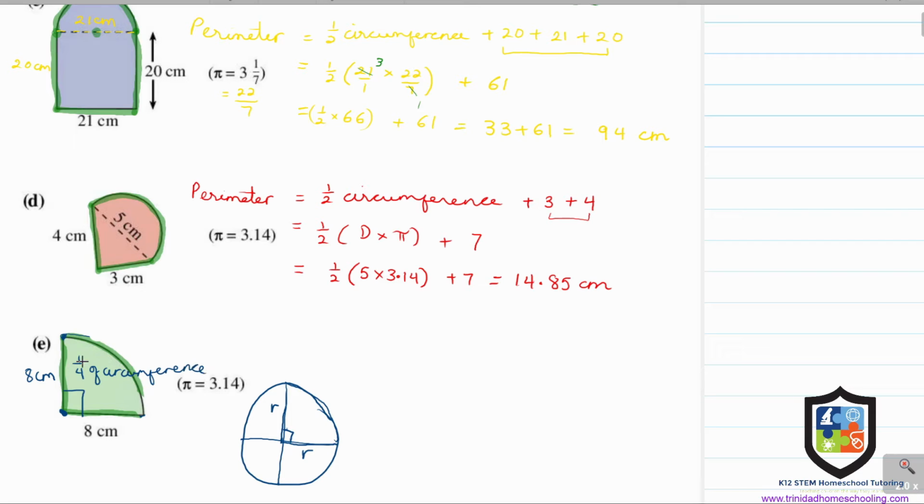Alright, so pause the video and try this for yourself and find a quarter of the circumference and the entire shape, the perimeter of the entire shape. Okay.